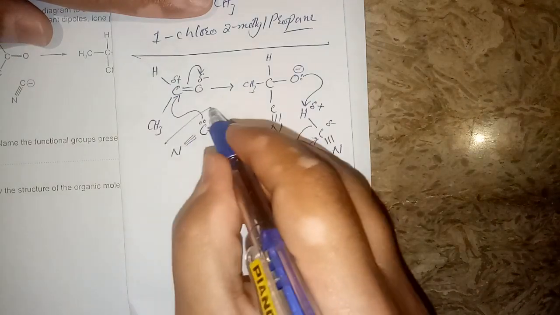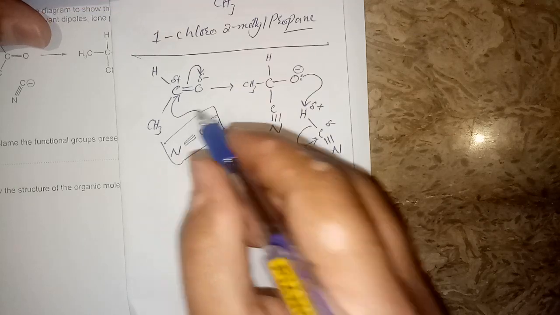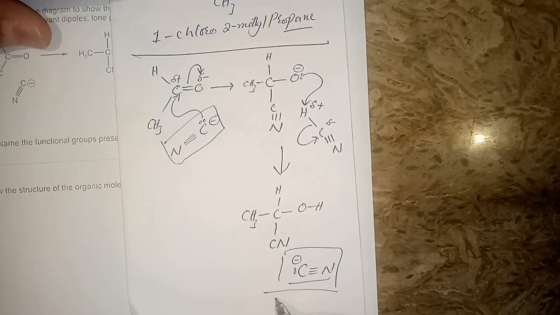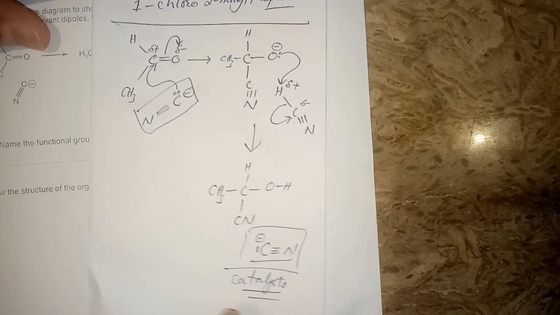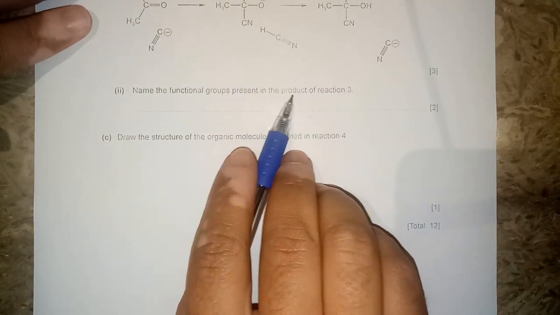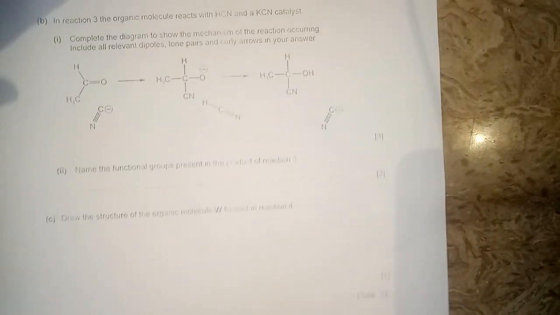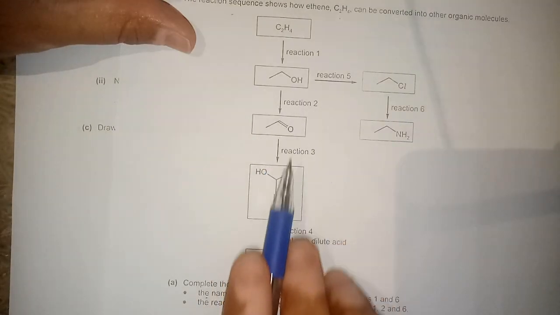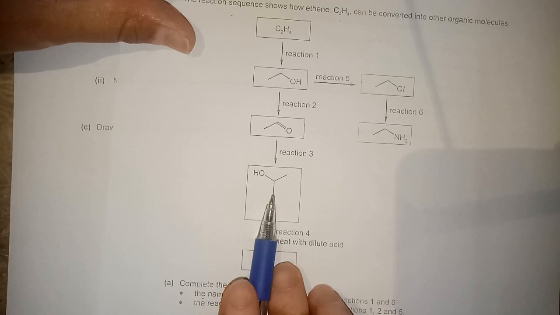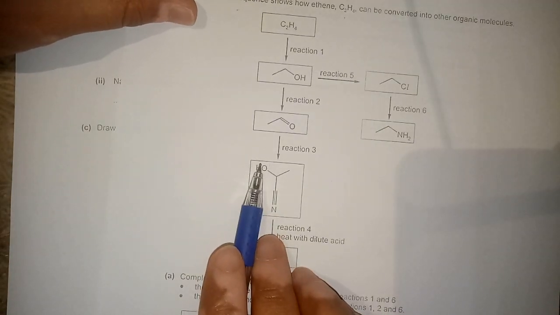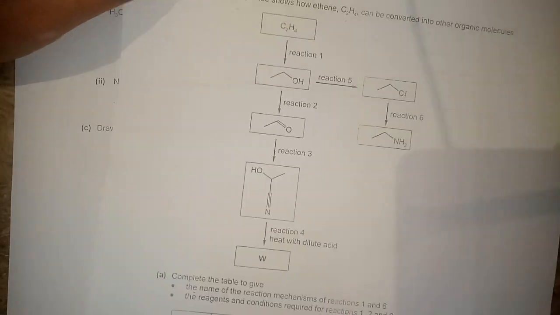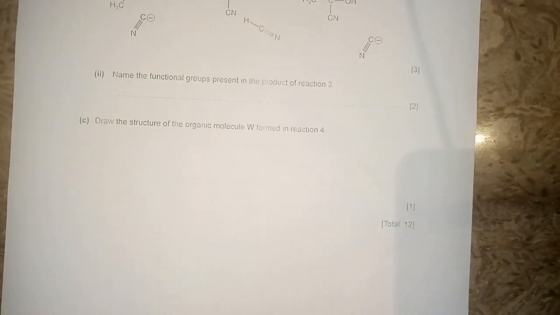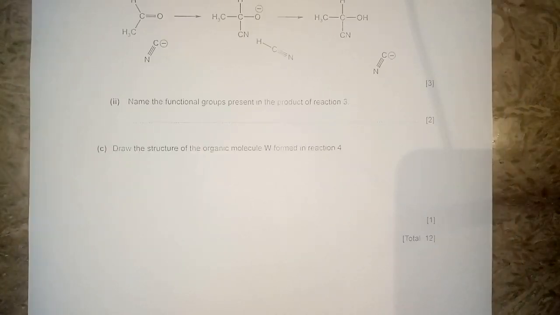As CN is initially present and is recovered by the end, it is a catalyst. So you have to remember this is acting as a catalyst. Name the functional group present in the product of reaction 3. Where is reaction 3? Here, the product of reaction 3 is this one, and this is nitrile. And here we have the hydroxyl group as well. So hydroxynitrile: one is the hydroxyl functional group, and the other is the nitrile functional group.